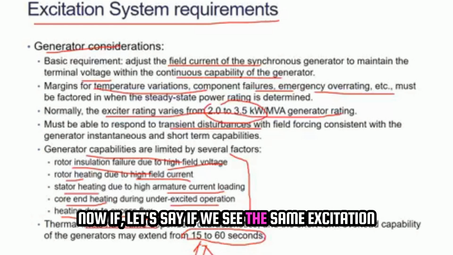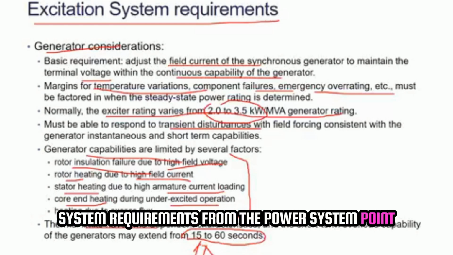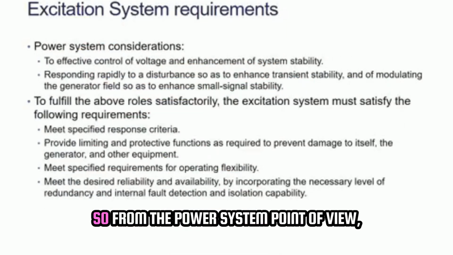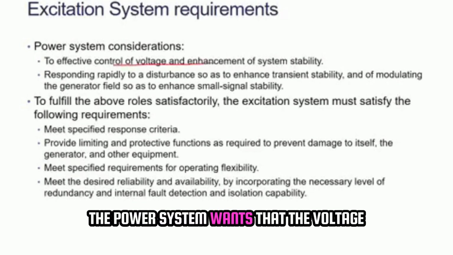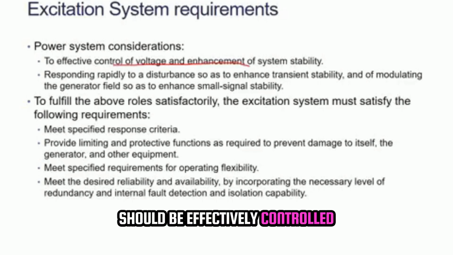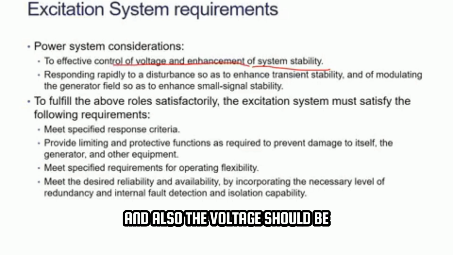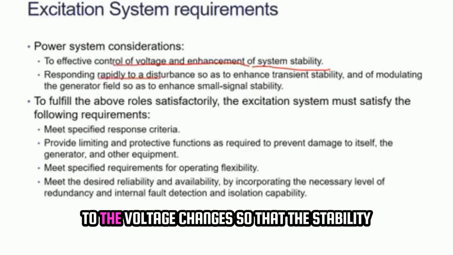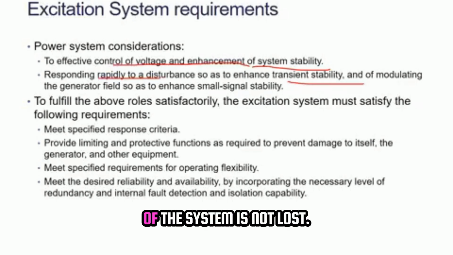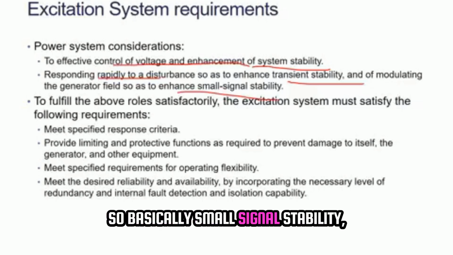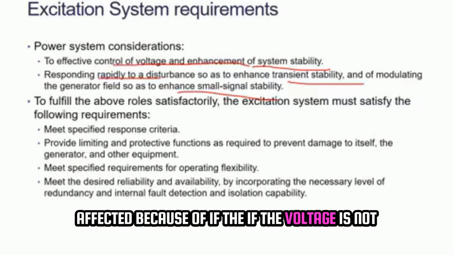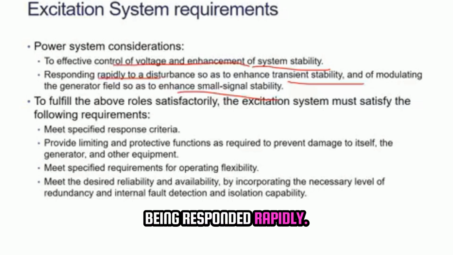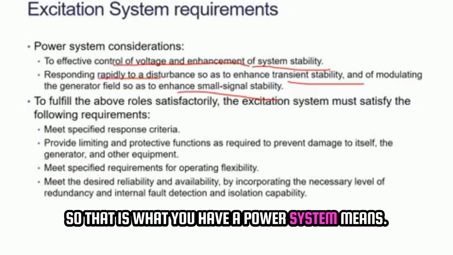Now, if we see the same excitation system requirements from the power system point of view, what will those features be? From the power system point of view, the power system wants that the voltage should be effectively controlled, and it should enhance the system stability, and it should respond to the system changes at a very high pace. Basically, it should rapidly respond to the voltage changes so that the stability of the system is not lost. Small signal stability, to be specific, is exactly what gets affected if the voltage is not responded to rapidly.